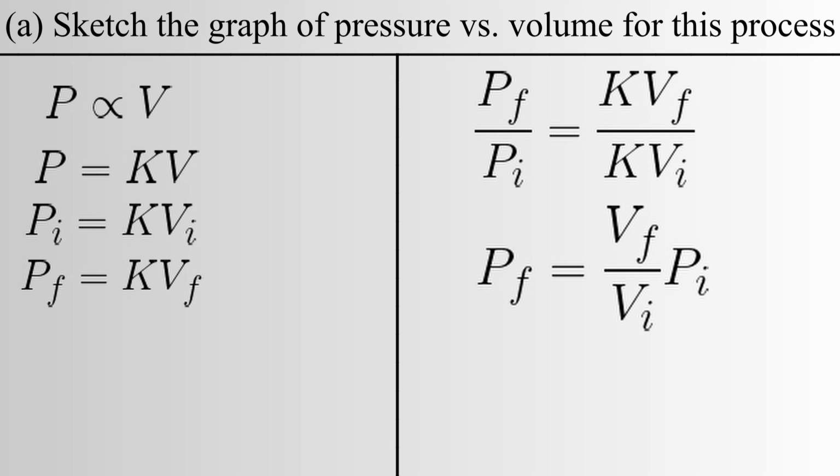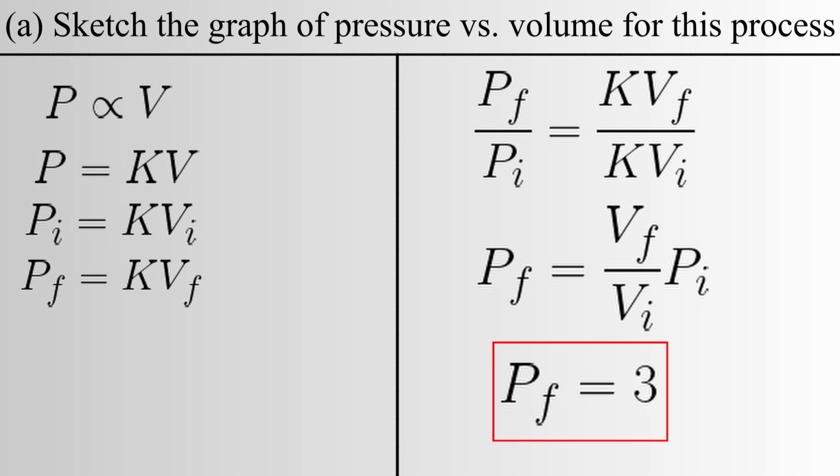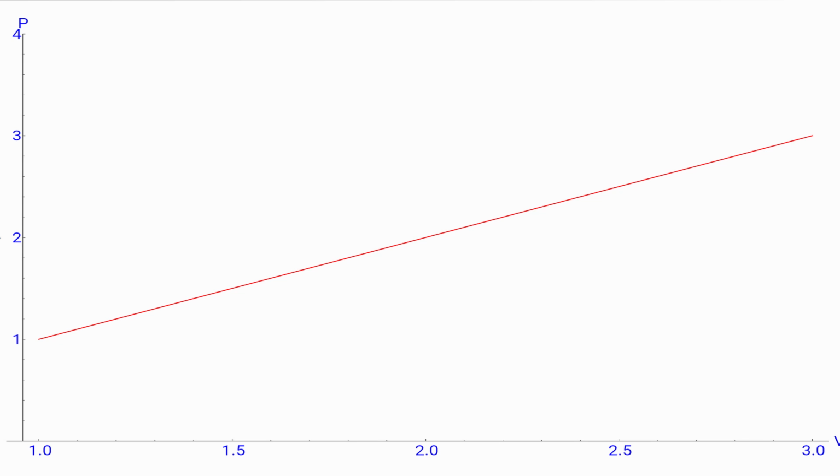We can now plug in our conditions that it's initially at 1 liter and 1 atmosphere, and its final is 3 liters. This tells us that the final pressure is 3 atmospheres. Finally, we get the plot seen here, where it is just a linear graph from 1, 1 to 3, 3.